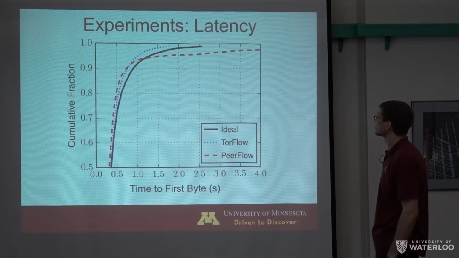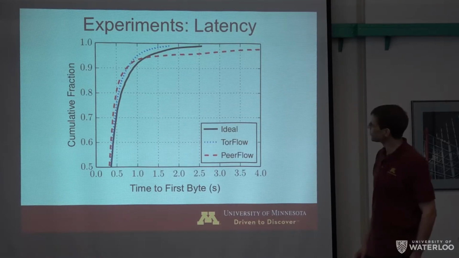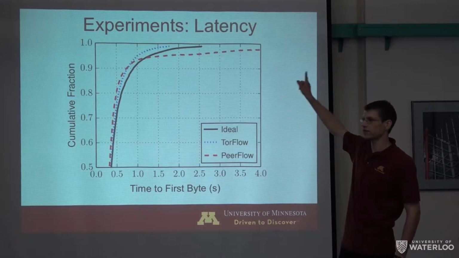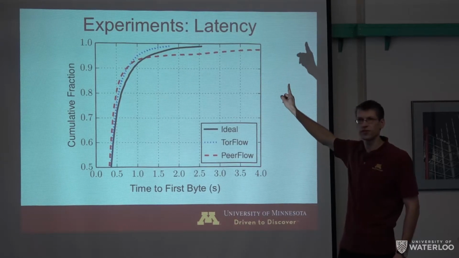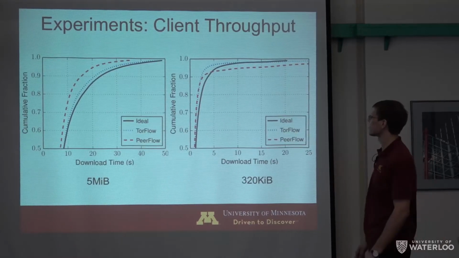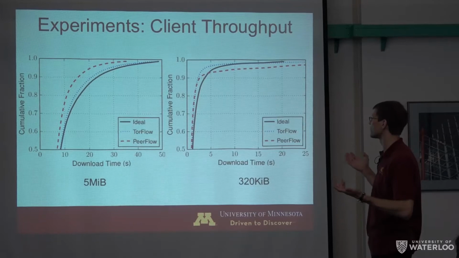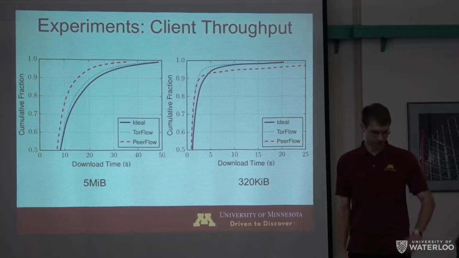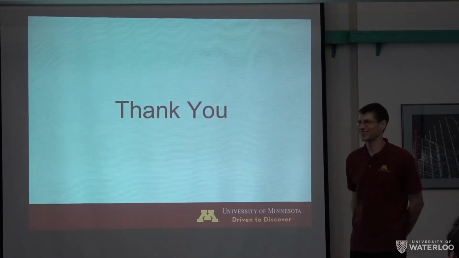Again, latency looks not all that different between TorFlow and Peerflow. The ideal line is if every relay is weighted according to its actual bandwidth, since it's Shadow we know. And clients see slightly better, in our experiments, throughput than with TorFlow. Thank you for listening to me.